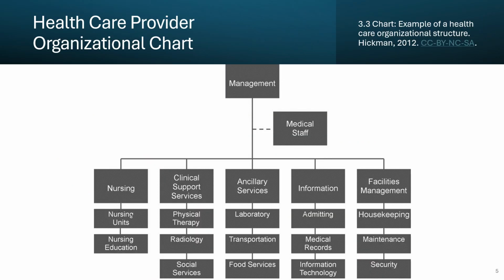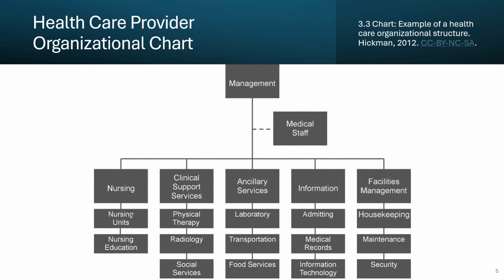Let's break down how healthcare organizations are structured. So think of an organizational chart, a simple visual of the provider's divisions, departments, and at the top, you'll usually see management, which connects to every division. Just below that, there's often a dotted line to the medical staff, a quasi autonomous group reporting to the chief medical officer or the CEO.